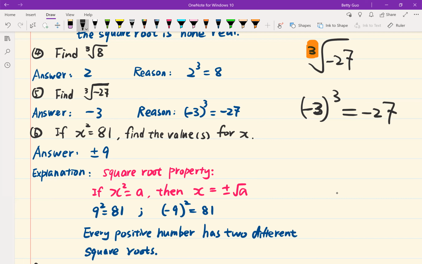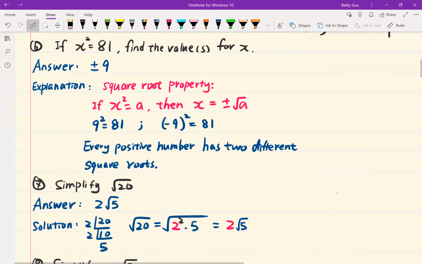Number 6. If x squared equals 81, find the value or values for x. We need to solve for x. Which number has a square of 81? 9, only 9? Can we find another number whose square is also 81? Negative, right? So we have 2 solutions here: positive and negative 9, plus or minus 9.